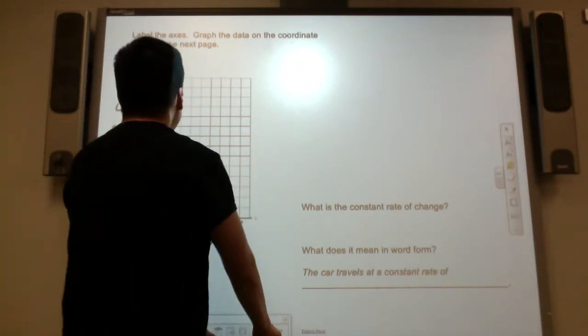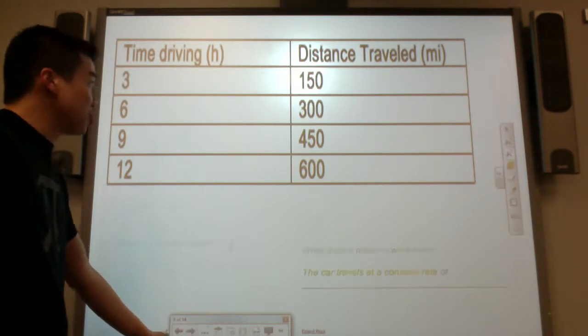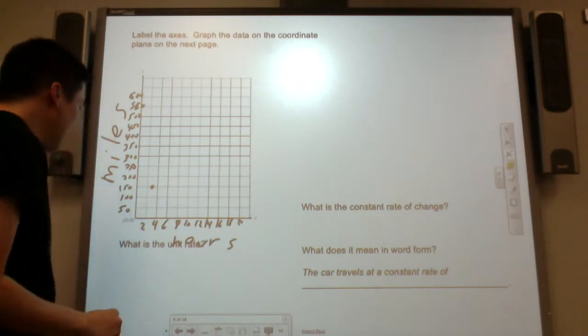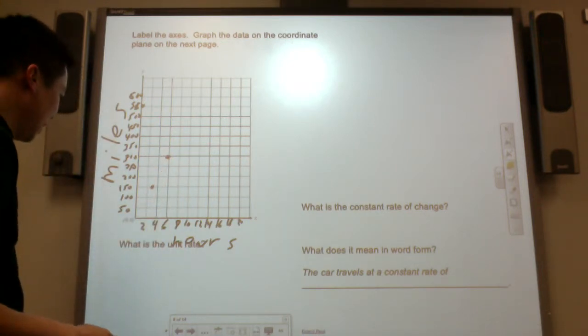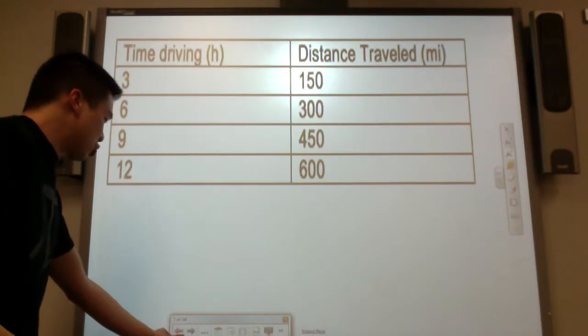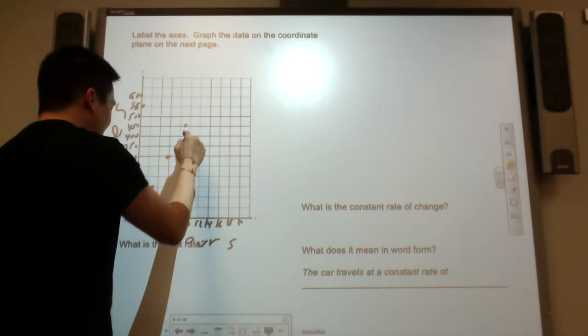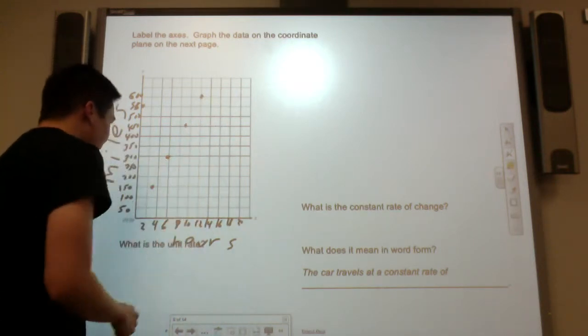So let's use a red pen. So let's go back. I think it said 3 hours, a person travels 150 miles. So here's 3 hours, 150 miles. In 6 hours, they travel 300 miles. In 9 hours, they travel 450 miles. And in 12 hours, they travel 600 miles.